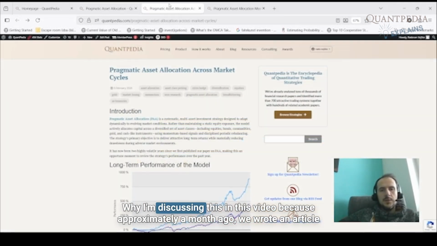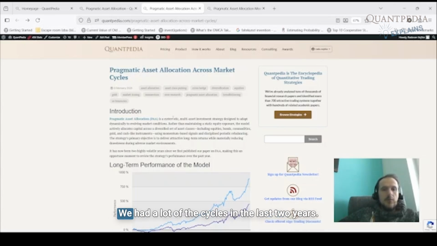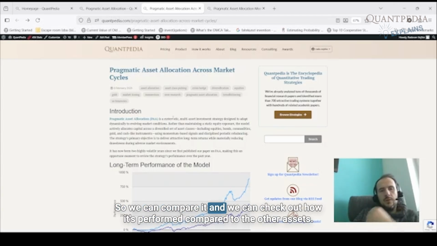Why am I discussing this in this video? Because approximately a month ago we wrote an article on the actual performance of the model, how it performed over the last 2 years. We had a lot of cycles in the last 2 years, a lot of risky periods, a lot of volatility on the market, so we can check out how it performed compared to the other assets.